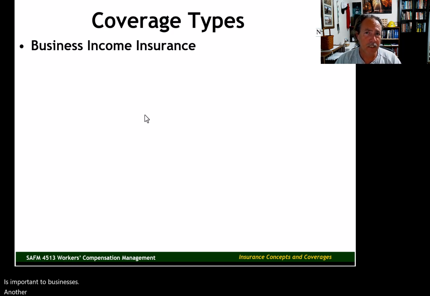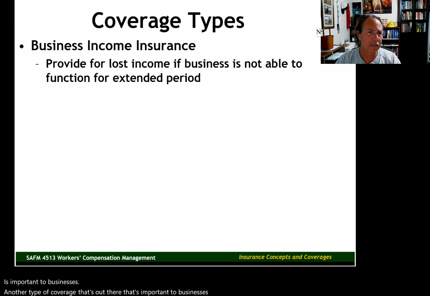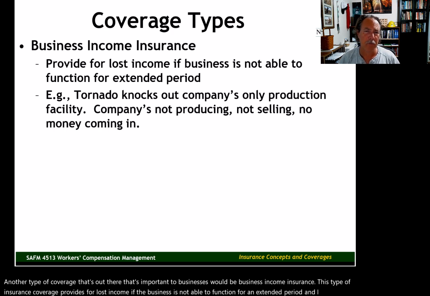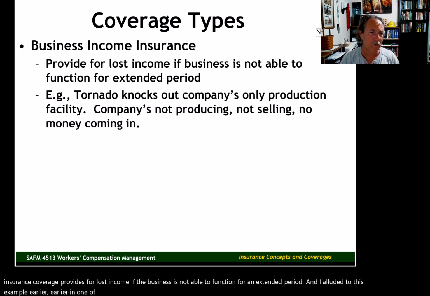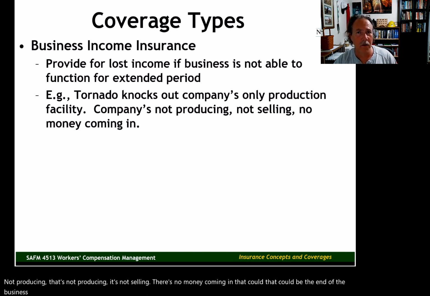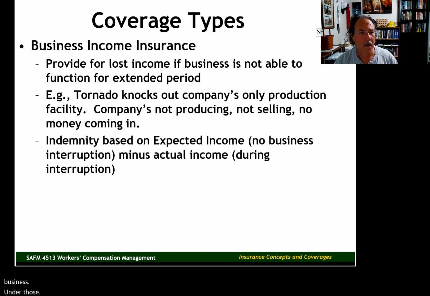Another type of coverage that's out there that's important to businesses would be business income insurance. This type of insurance coverage provides for lost income if the business is not able to function for an extended period. And I alluded to this example earlier in one of the other videos. Let's say a tornado knocks out a company's only production facility. The company's not producing. If it's not producing, it's not selling. There's no money coming in. That could be the end of the business under those circumstances.